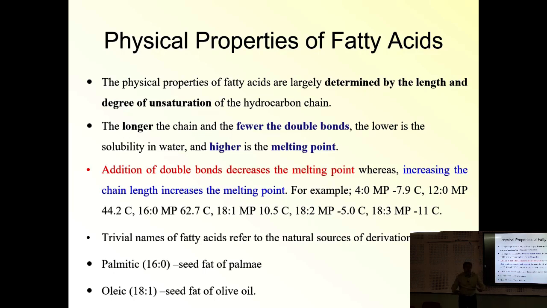The trivial name of a fatty acid refers to a natural source of derivation, like palmitic. Why did this name come? As I said, lipos means fat. For example, from peanut, arachidic acid; from palm oil, palmitic acid. Similarly, oleic acid is from olive oil. So palmitic acid 16:0 is from the seed fat of the palm tree; oleic acid from olive oil.